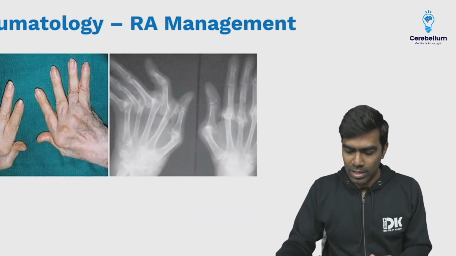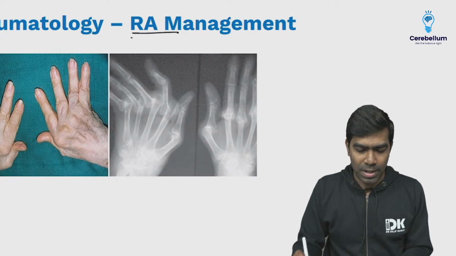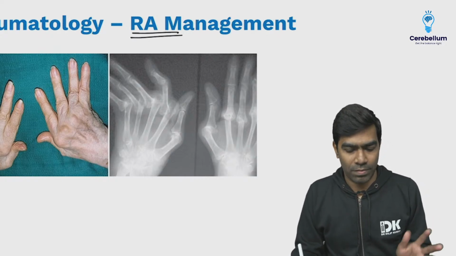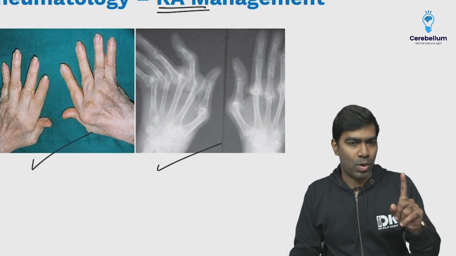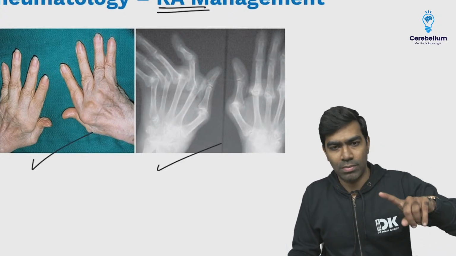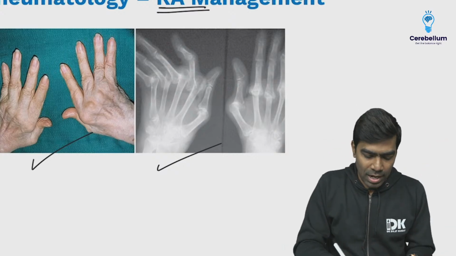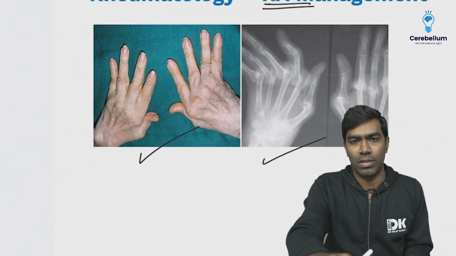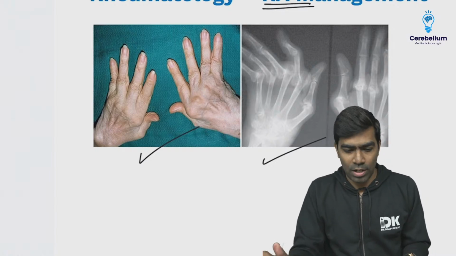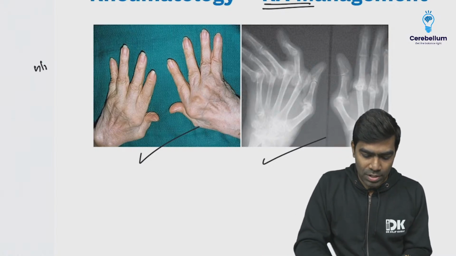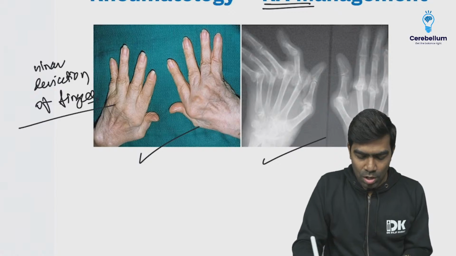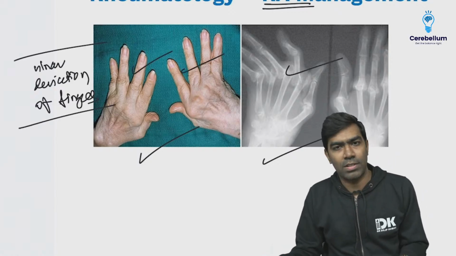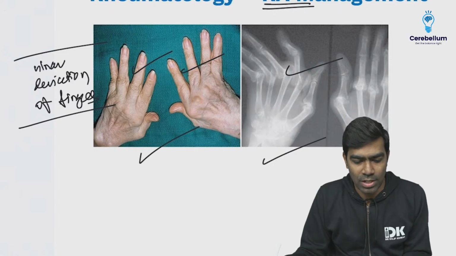Now coming to rheumatoid arthritis management. Remember, in exam, RA management is the one that they're going to ask very commonly. You know how to diagnose a rheumatoid hand, but one thing I want to say is the most common deformity in a rheumatoid hand is ulnar deviation of fingers. You would have studied boutonniere deformity, swan neck deformity, and so on. But the most common deformity is ulnar deviation of fingers. That is due to subluxation at the MCP joint.